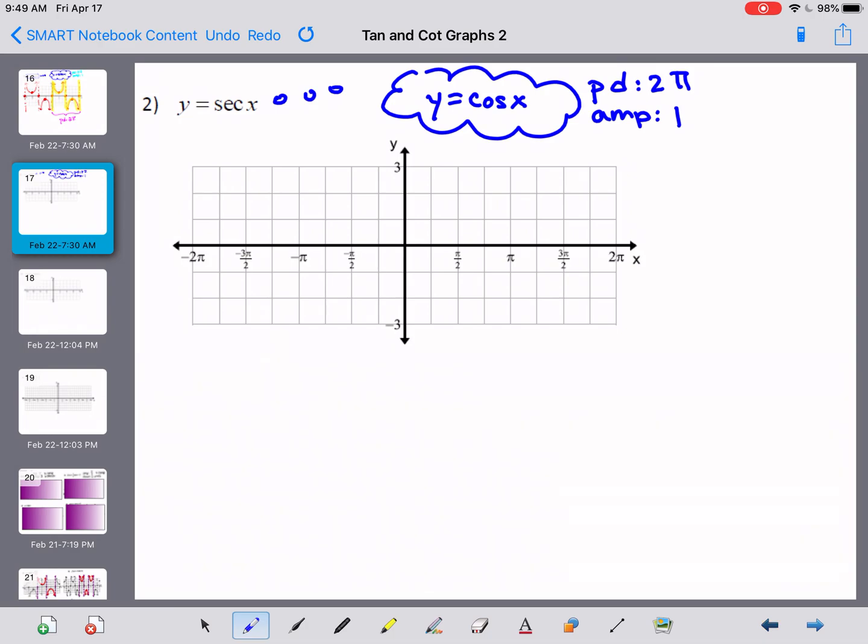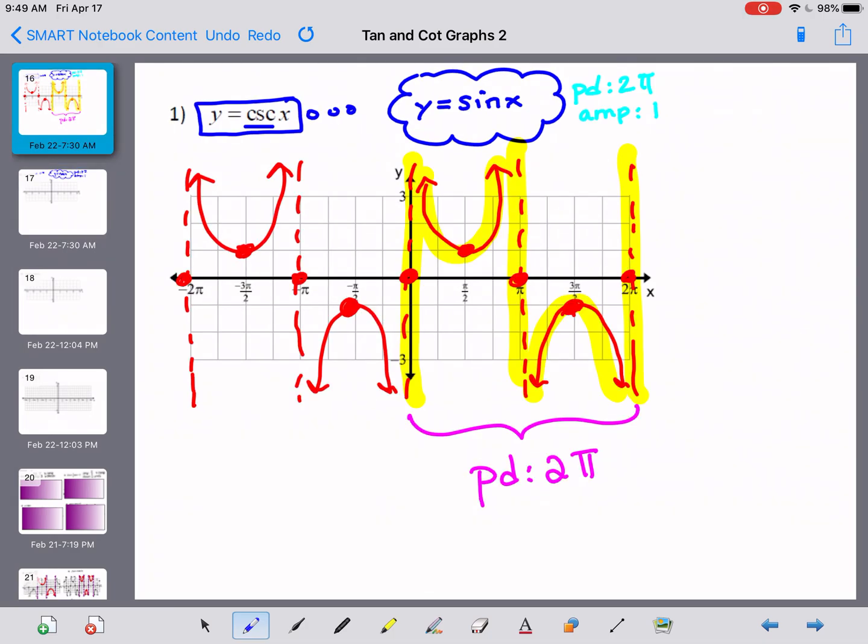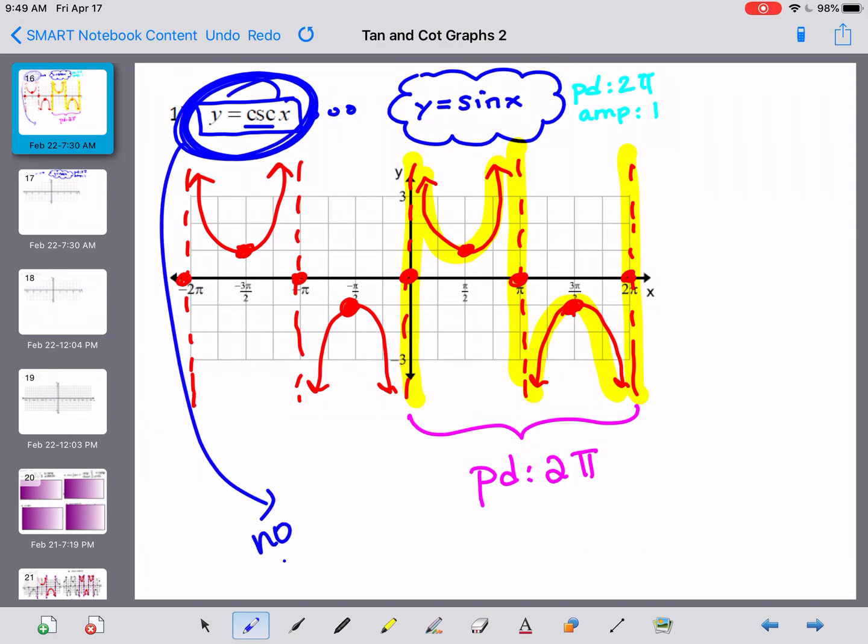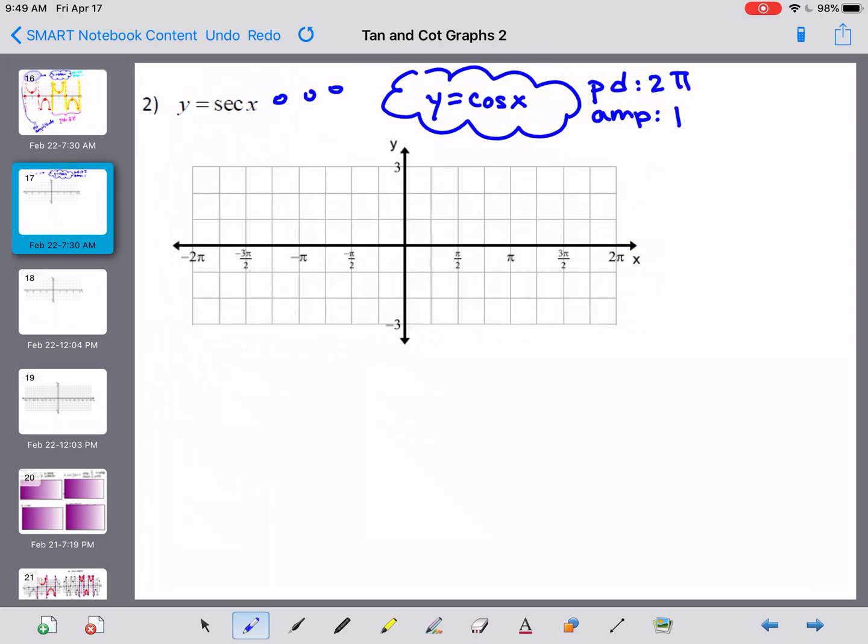Speaking of amplitude, if I asked you what's the amplitude of this, there is none, right? No amplitude, because amplitude is half the distance of the max and the min. There is no max, there is no min of cosecant because we're going up forever and we're going down forever. So the only 2 functions that have amplitudes are sine and cosine. All the other 4, tangent, cotangent, secant, and cosecant, no amplitudes, right? So when I'm saying amplitude of 1 here, this is my thought bubble.